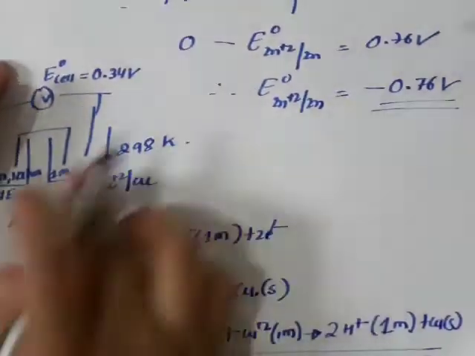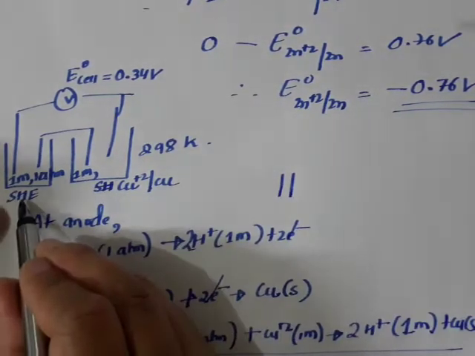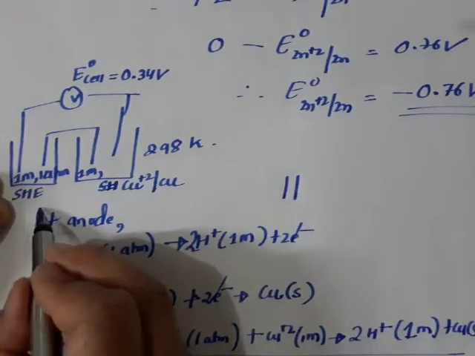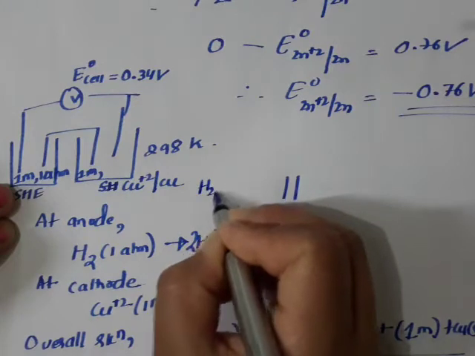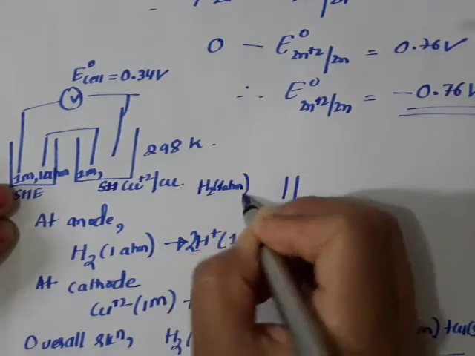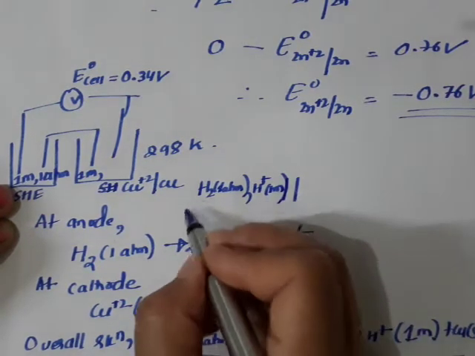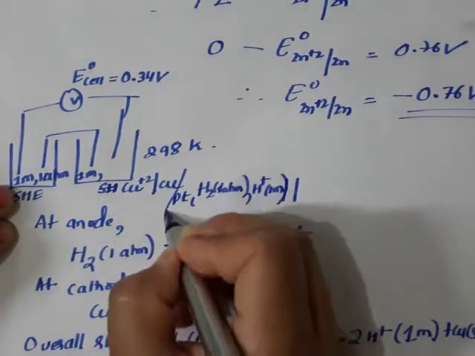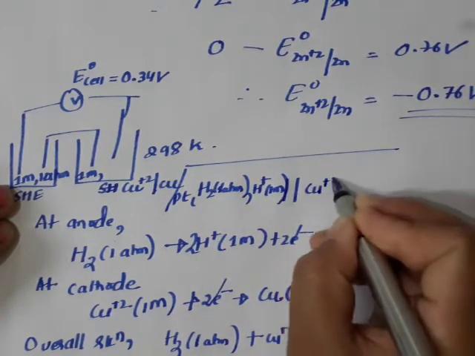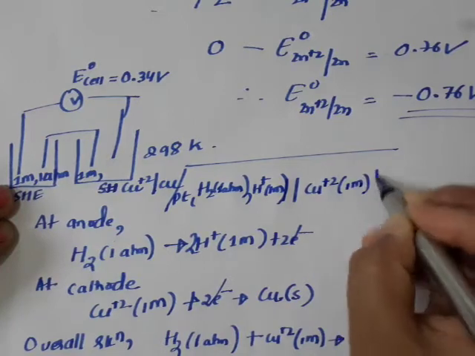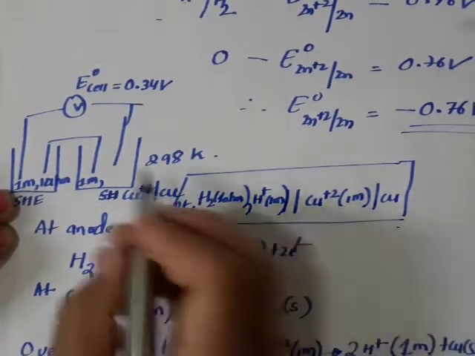Now what is the representation of the cell? Again, the salt bridge. On the left side, your anode, SHE. At the anode, what is the change taking place? Hydrogen to hydrogen ion, 1 molar. Platinum is there. Then the cathode, copper. The change is from copper ion to copper. So this is the representation of the cell.